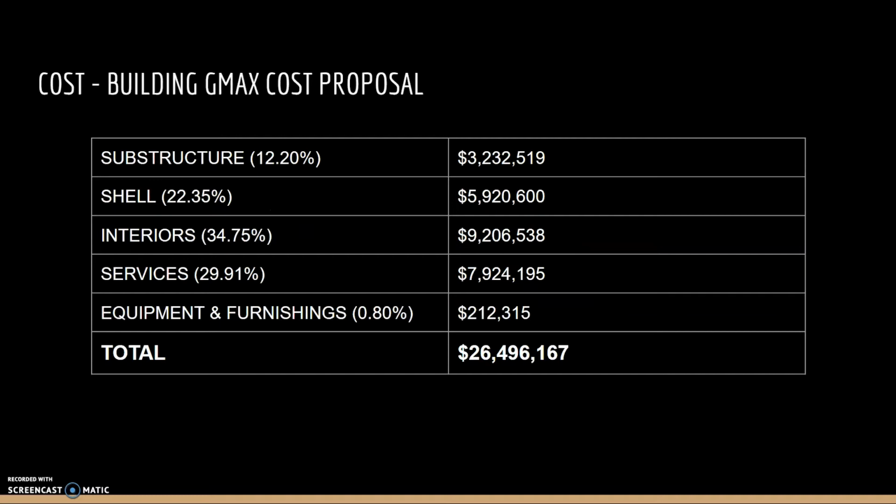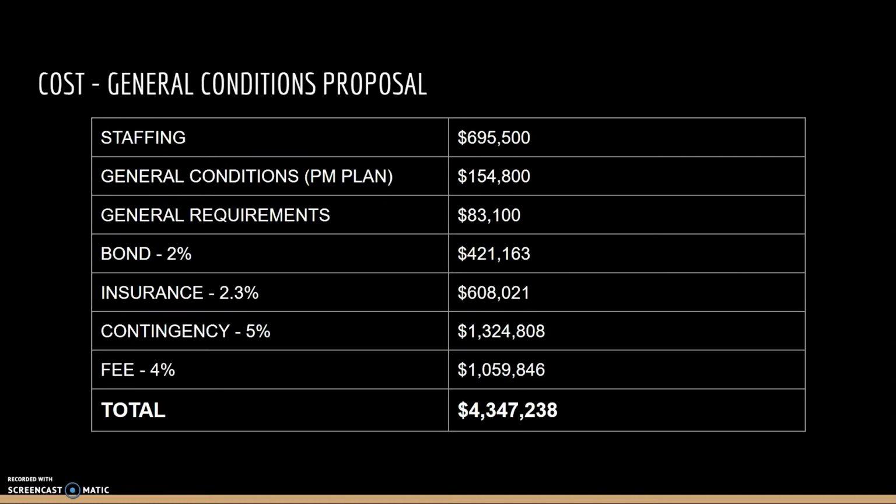The first category is substructure, which makes up 12.2% of the total cost for $3.2 million. The shell making up 22.35% for a total of $5.9 million. Interiors making up 34.75% at $9.2 million. Services, 29.9%, making up $7.2 million. And equipment and furnishings, a mere 0.8% and $200,000. These 5 categories sum together for a total of $26.5 million.